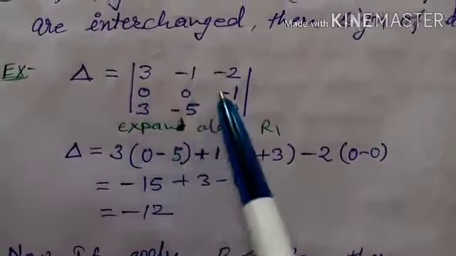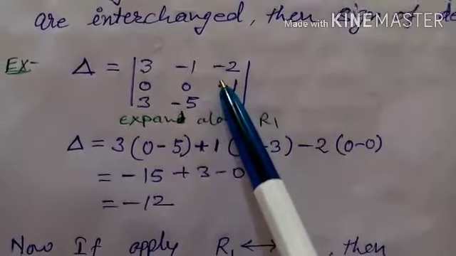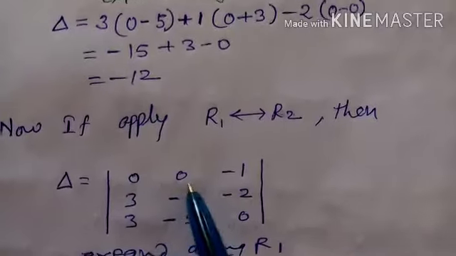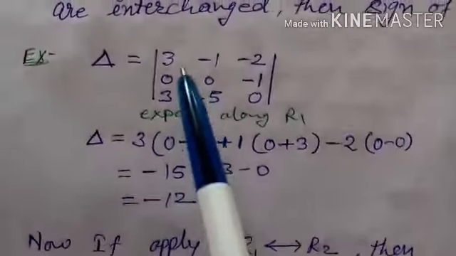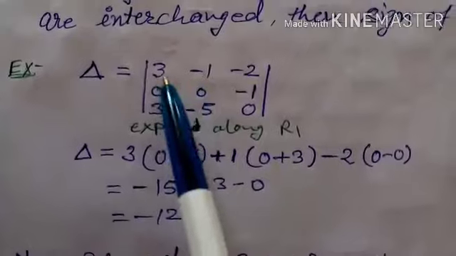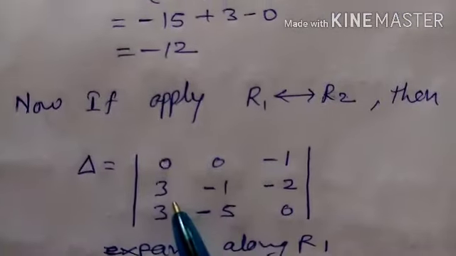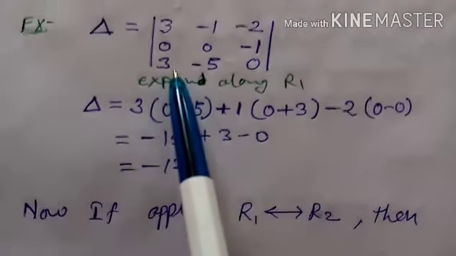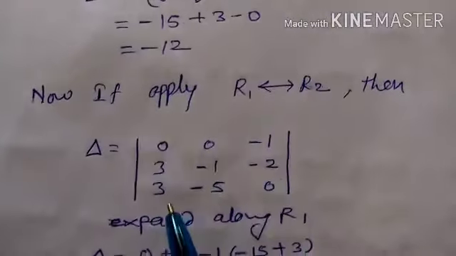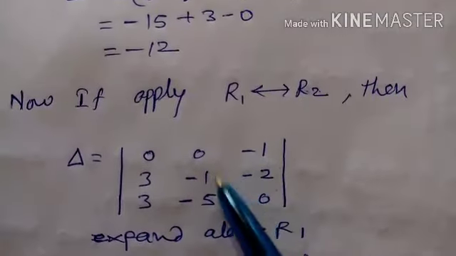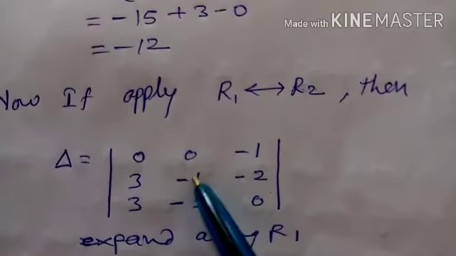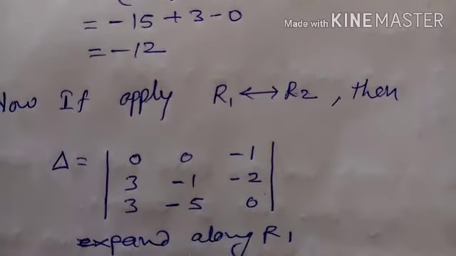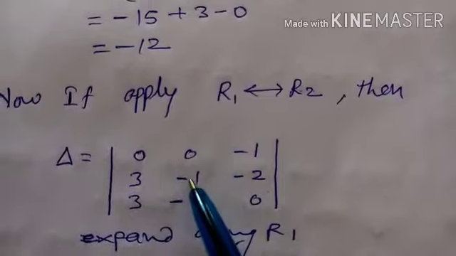this is the first row and this is the second row. If we interchange these two rows, first we write 0 0 minus 1, then the first row 3 minus 1 minus 2, and the third row as it is, 3 minus 5 0. So we only interchange the first and second rows, R1 and R2. If you want to interchange the first and third, there is no problem, but here we interchange only R1 and R2.